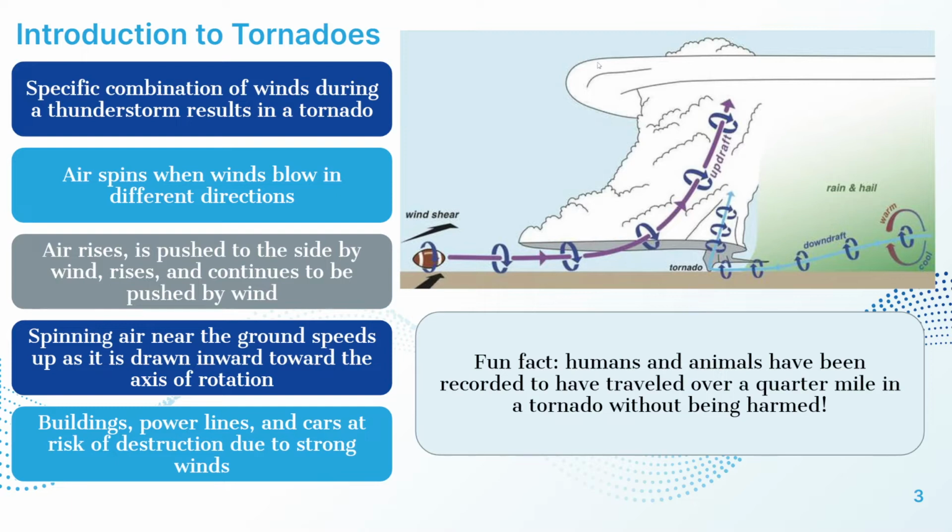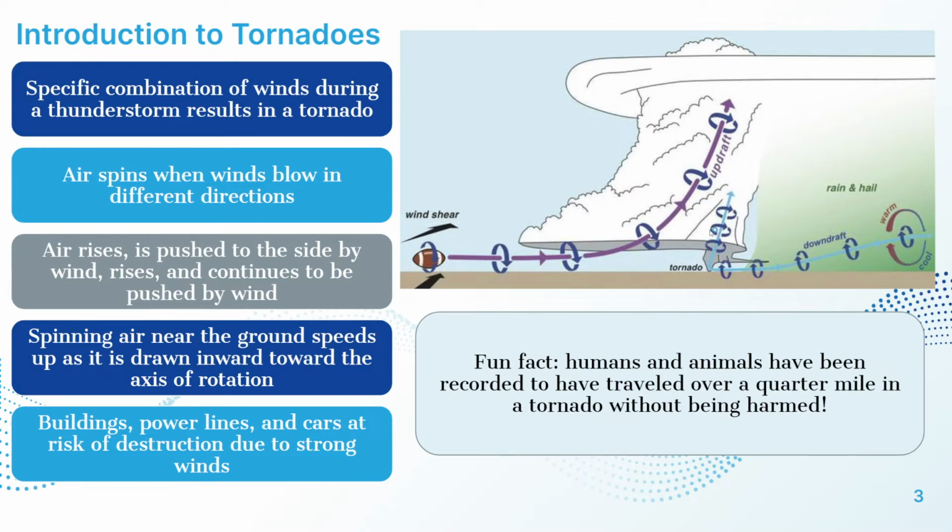The air that rises starts out as warm, and then it'll cool rapidly, which kind of gives energy to the tornado. And then the spinning air near the ground will then speed up as it is sucked inwards towards the axis of rotation. And this diagram here is a good depiction of that.